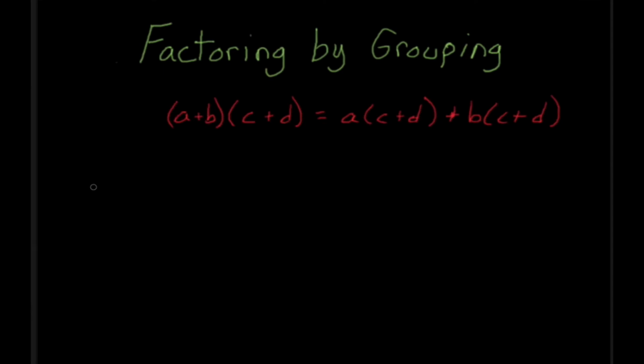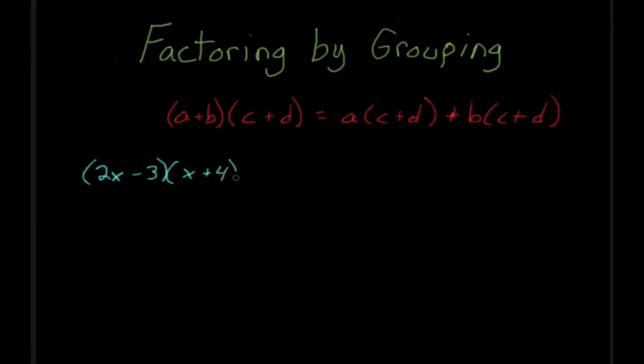So to illustrate this method, I'm going to show you that factoring is literally just multiplication in reverse. So let's do some multiplication. Let's do 2x minus 3, and we're going to multiply that by x plus 4.